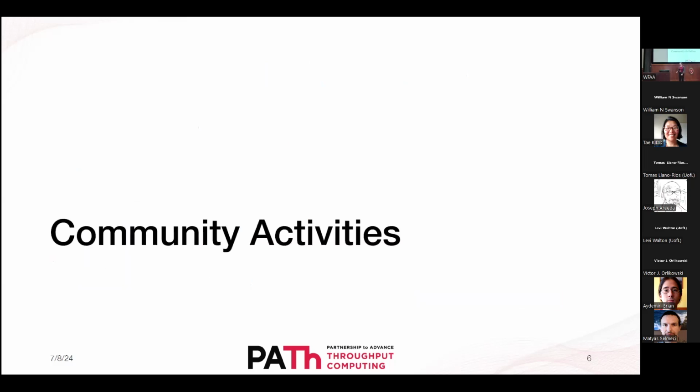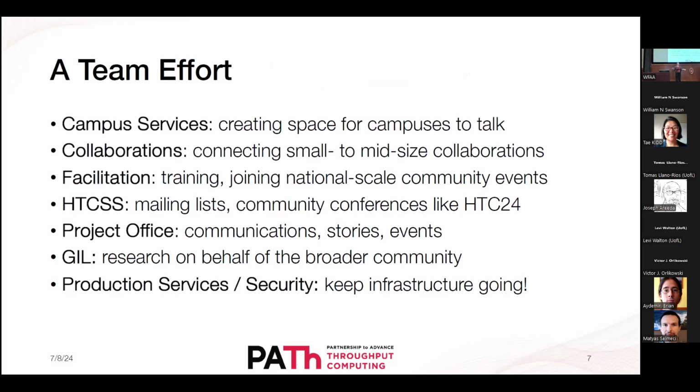Okay, so what are we doing to support them? What are we doing to build community among this diverse group of people? I will say that even though I'm representing the PATH facilitation team up here, community building is not the sole responsibility of the facilitation team. And so I do want to really quickly highlight all the teams that are part of our community efforts.